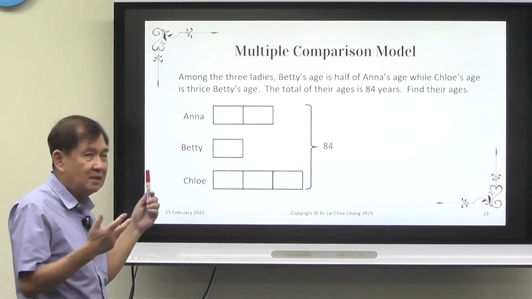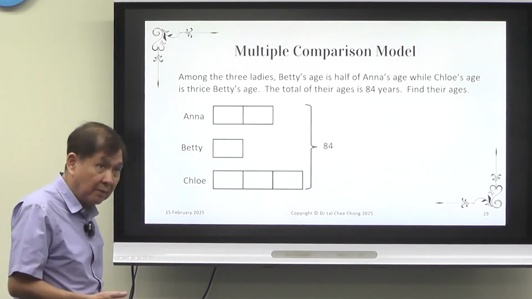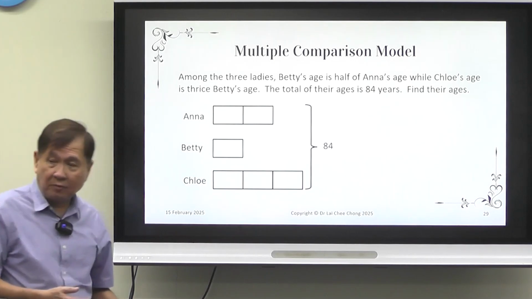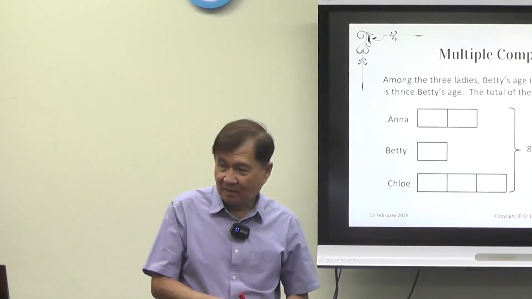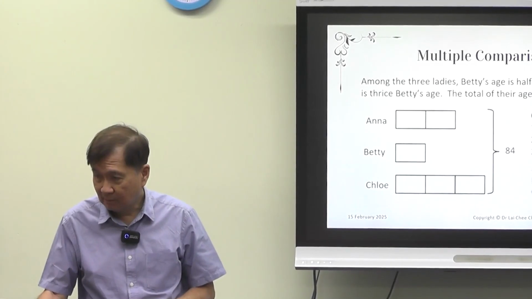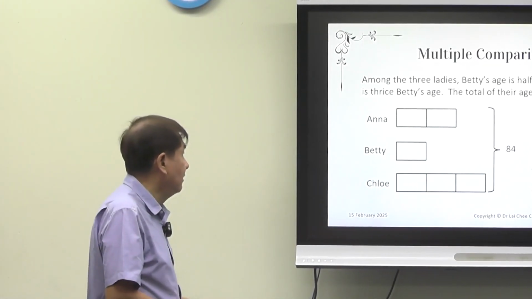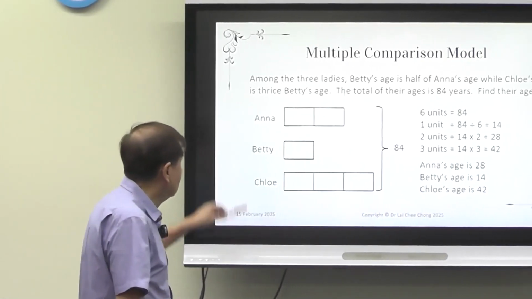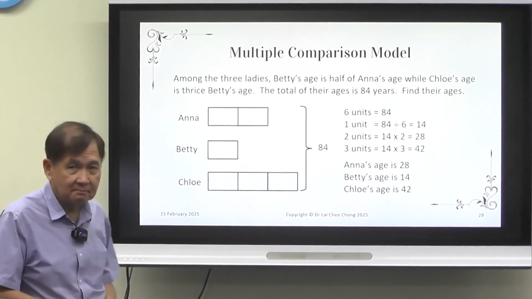Now, once I see that, this is a comparison model. Actually, now I've got multiple comparison. So once I do that, what should I do? I work it out. Everything is there already, correct or not? So straight away I can find out 1 unit, 2 units, 3 units. Case done. Straight away.